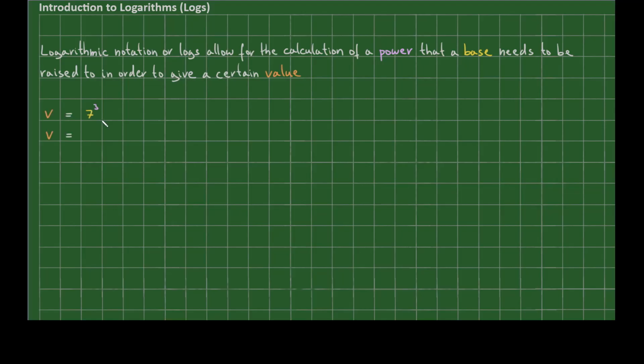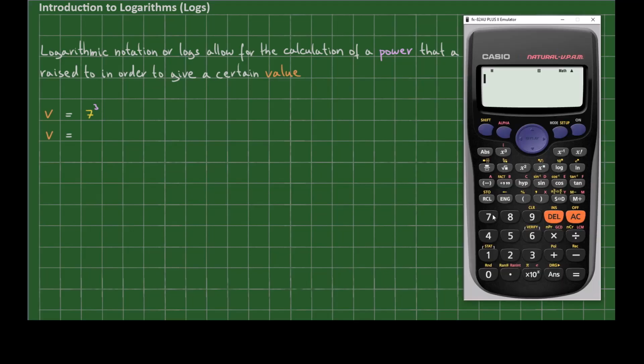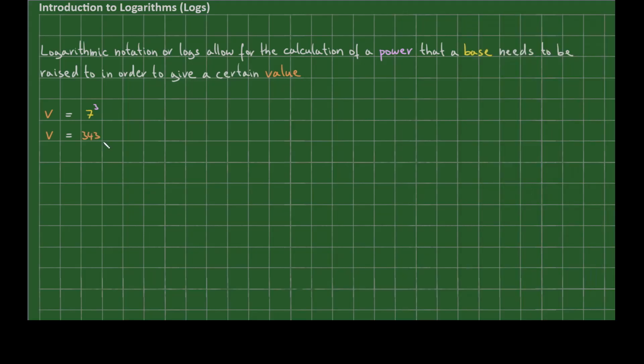Suppose that we have this problem. We want to calculate the value of a base 7 when raised to the power of 3. According to my calculator, 7 raised to the power of 3 is 343. Fair enough, but let's play with this expression.